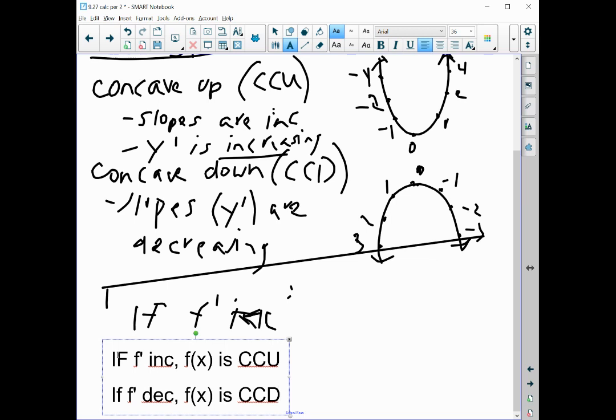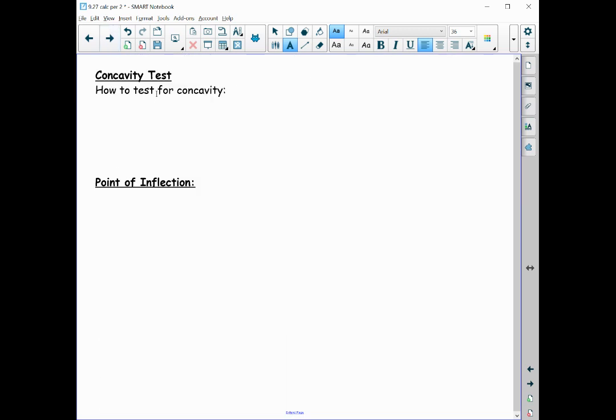Well, let me ask you this. If I told you a function, no matter what that function is, is increasing, what could you tell me about its slopes? So if a function is increasing, no matter what that function is, you would describe its slopes or rates of change as positive. And if a function is decreasing, no matter what that function is, then those slopes would be considered negative.